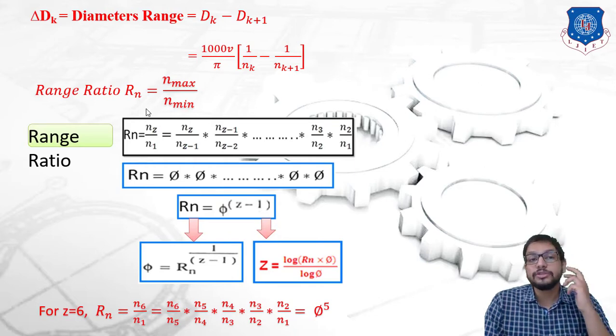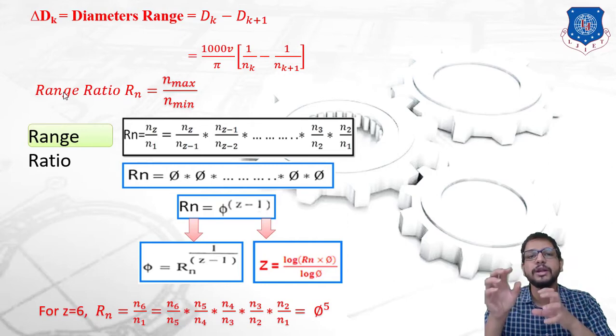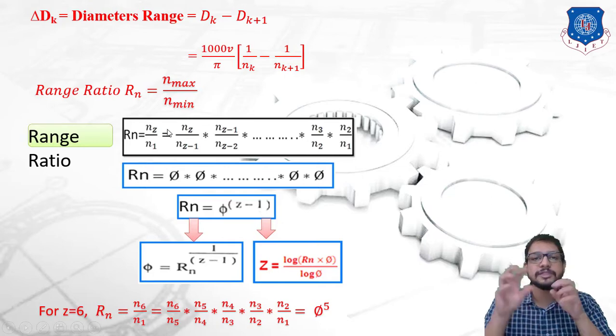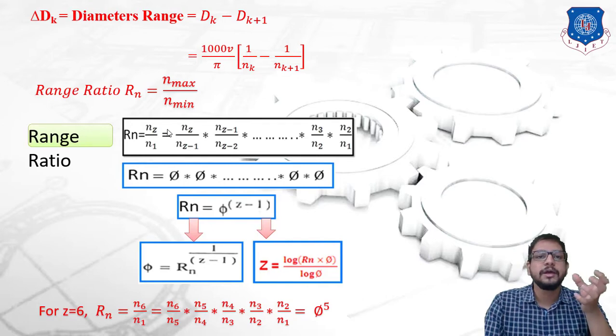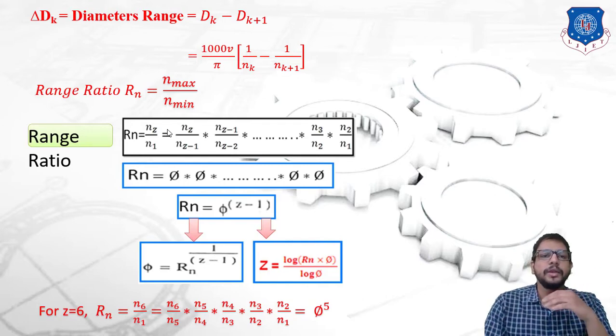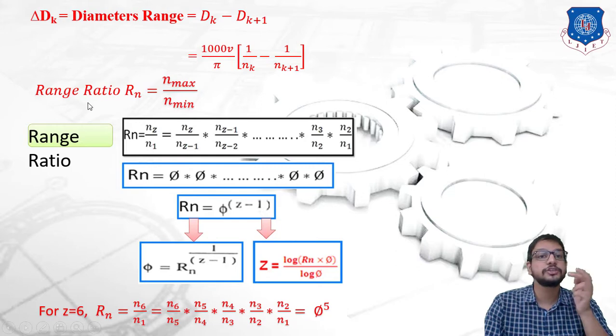Now range ratio, the most important term and a new term with respect to our geometric progression law, is denoted by Rn. Remember, denoted by Rn, and it is equal to the maximum speed of a machine upon the minimum speed of a machine, which means the maximum available speed, that is N max, and the minimum speed, that would be N1, which is equal to N min. So this indicates the range of speed, and the ratio is called the range ratio. Now we need to determine a relation between the range ratio and the geometric progression ratio, that is the gear ratio. So gear ratio is a ratio between two successive spindle speeds, and range ratio is a ratio between a maximum speed and a minimum speed. Remember that. So how can we determine a relation?